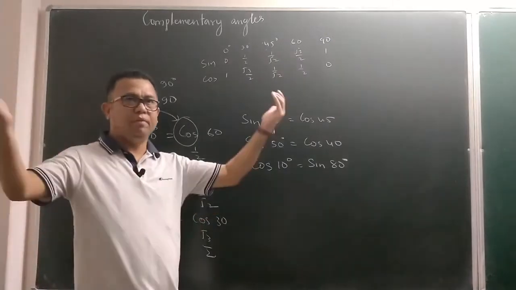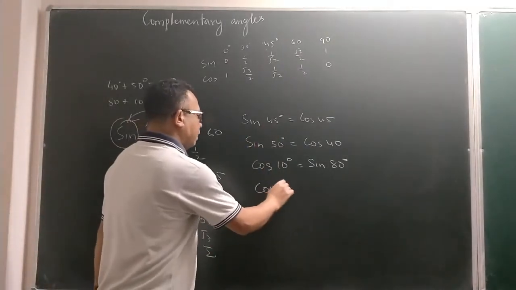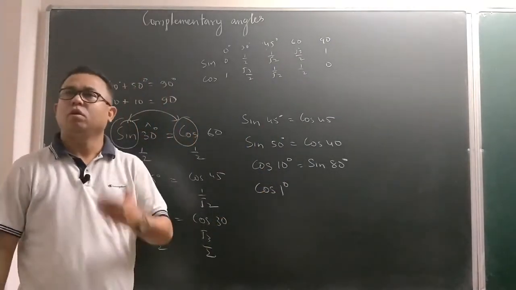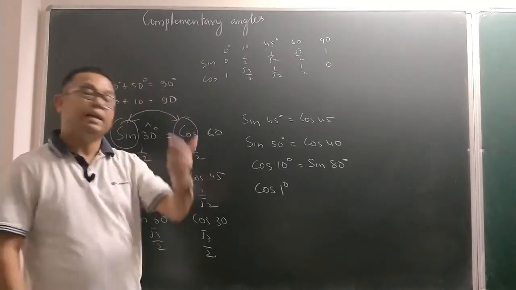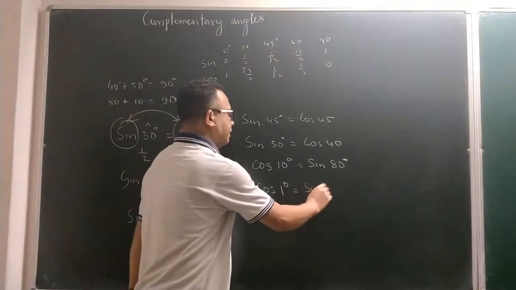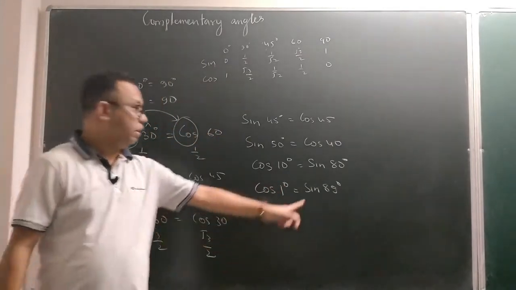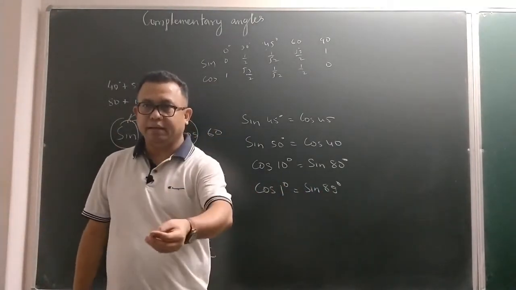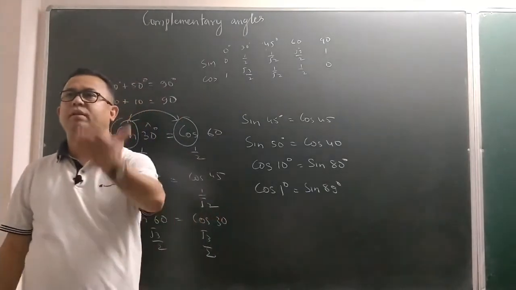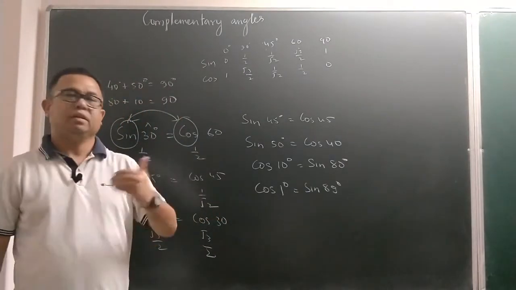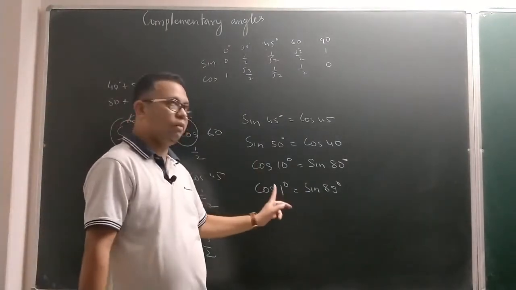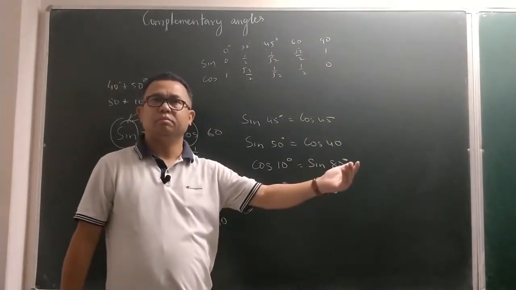Randomly, if I take any one value, again here, if I tell you cos 1 degree, now 90 minus 1 is 89. So you can say it is sine 89 degree. So cos 1 degree is always equal to sine 89. Whatever angle I give you, you only have to give me the other angle, which is the subtraction from 90. 90 minus this angle, whatever angle comes, it becomes the other ratio.